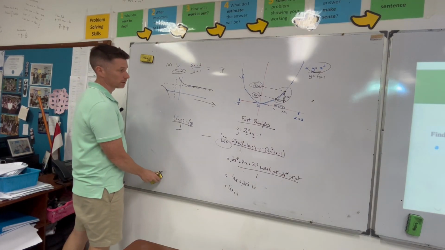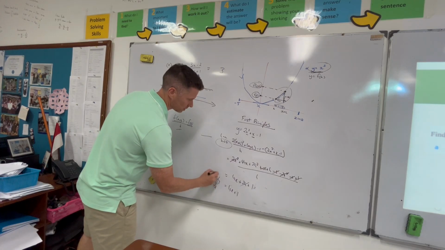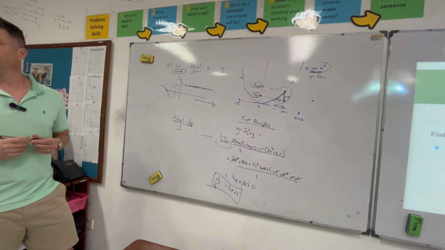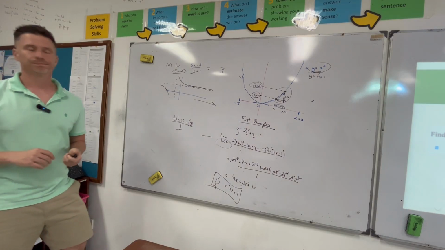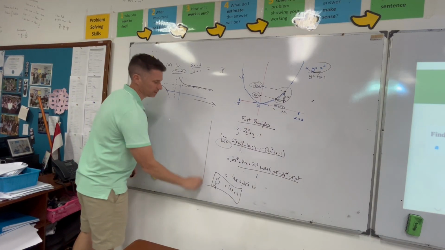Is that it then? That's it. This is the change in y over the change in x. This is the answer. And for y equals x squared, would it be 2x or just 2? 2x, not 2. Now, that is definitely the long way.